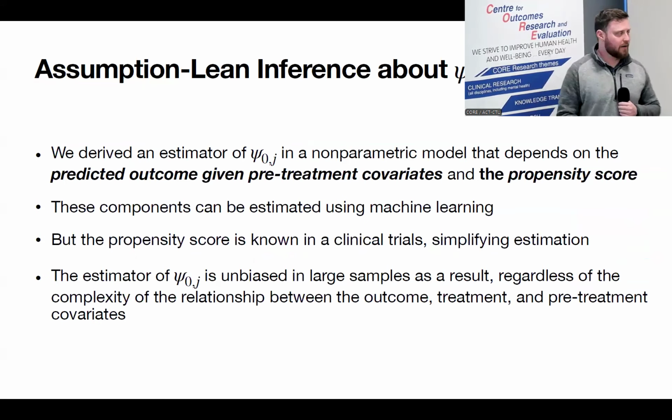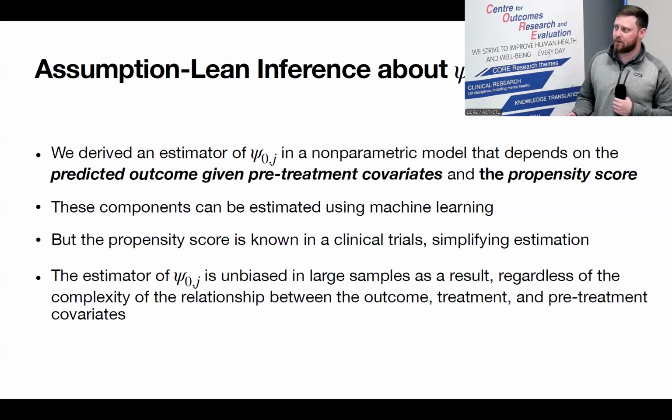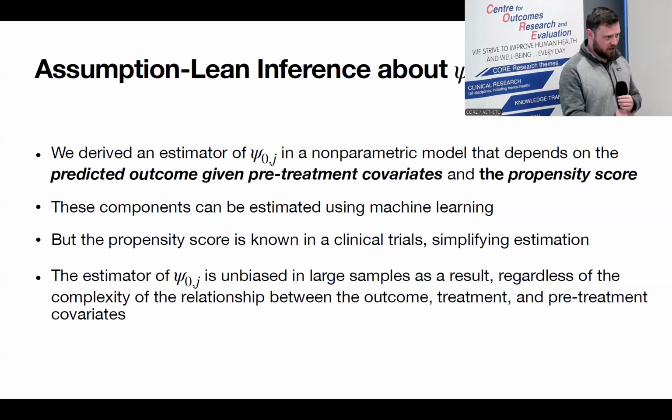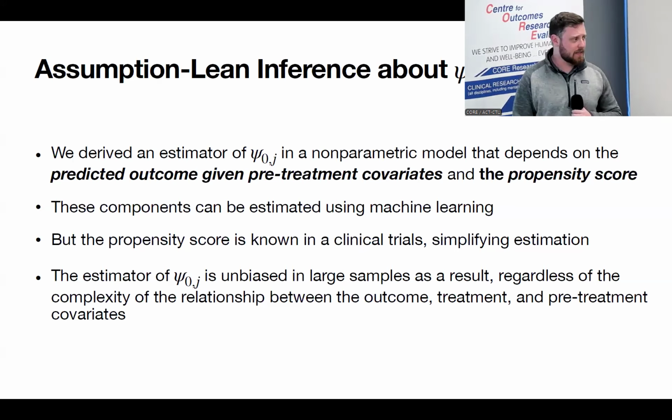And so now that we've defined our parameter, we could talk about performing inference about this parameter using an estimator. And so we derived a non-parametric estimator, which I don't have written here, which is probably better for all of you. But it depends on the predicted outcome given pretreatment covariates and the propensity score. And these components can be estimated using machine learning or, as Ben was talking about before, parametric models if we know for a fact that those relationships are parametric. Now, what's really nice about this setting in clinical trials is that the propensity score is actually known. So this really simplifies the estimation procedure.